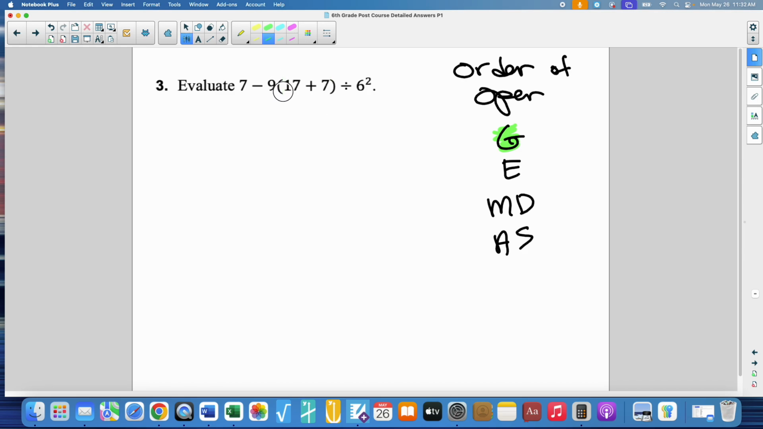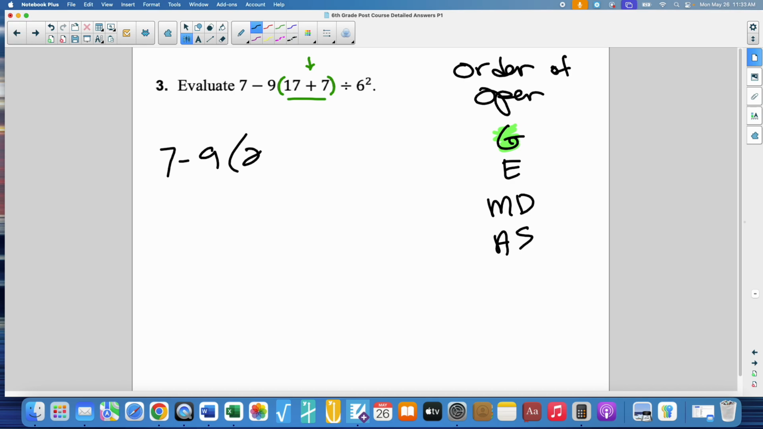Well, that didn't work very well. Okay, so let's use a different pen. So here are grouping symbols. We're going to simplify inside there. There's only one operation, so we're going to do 7 minus 9 times, that's still multiplication between the 9 and the parentheses.